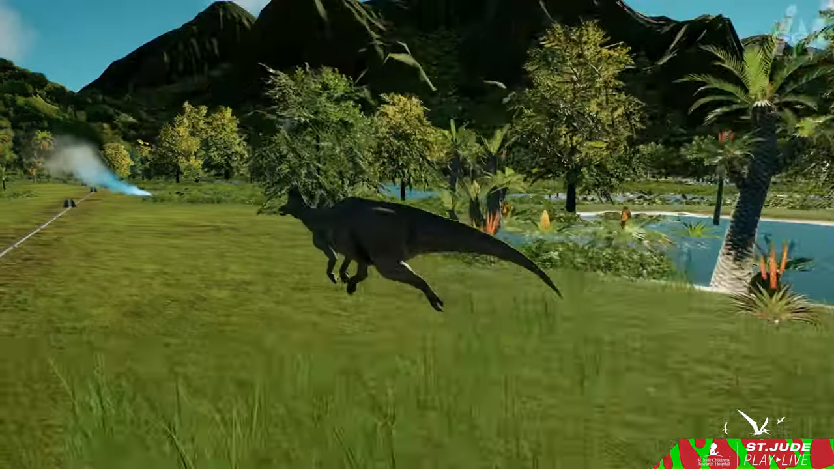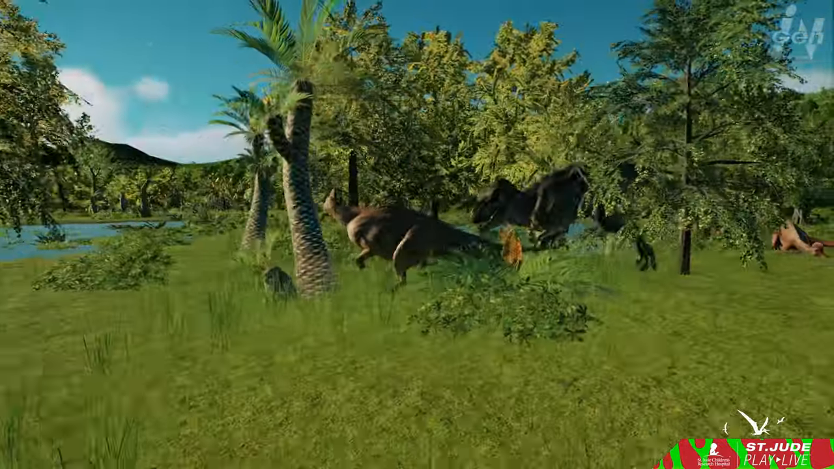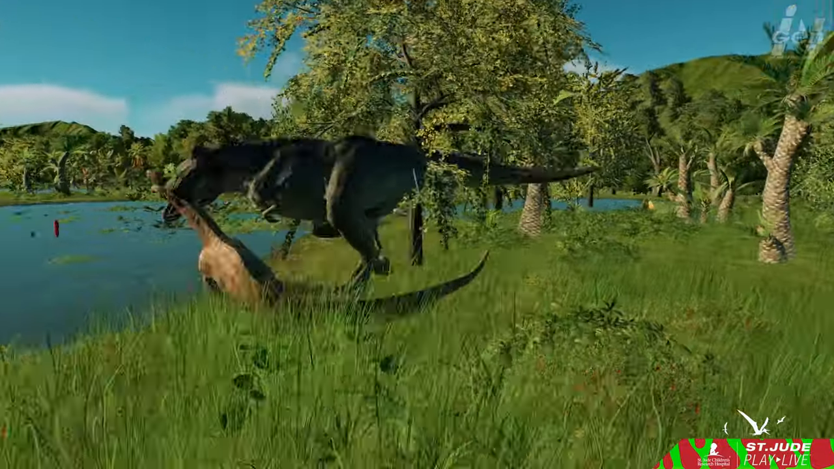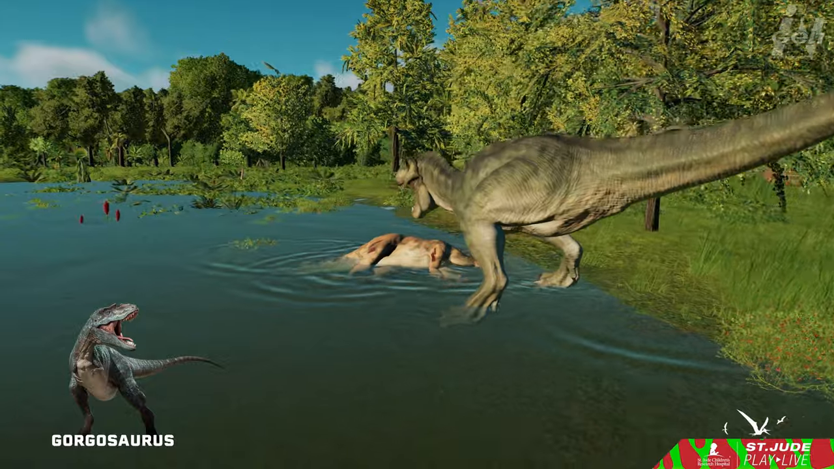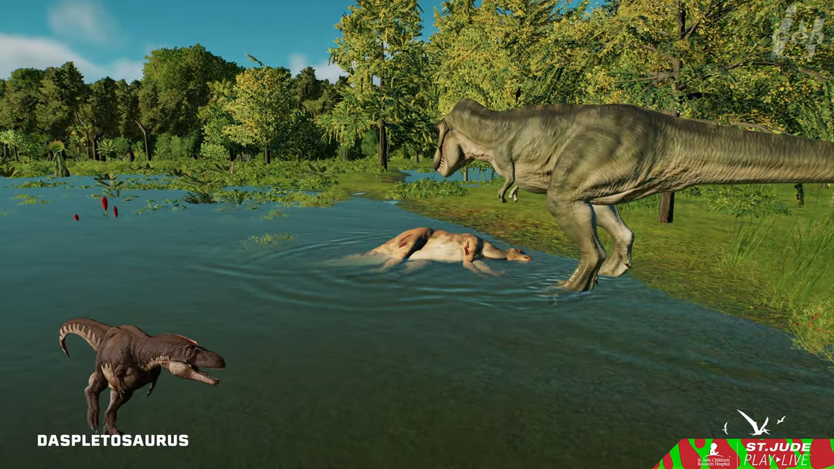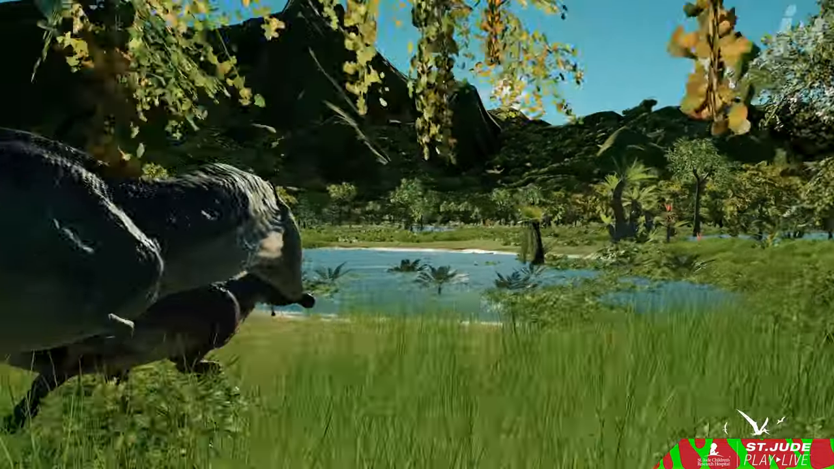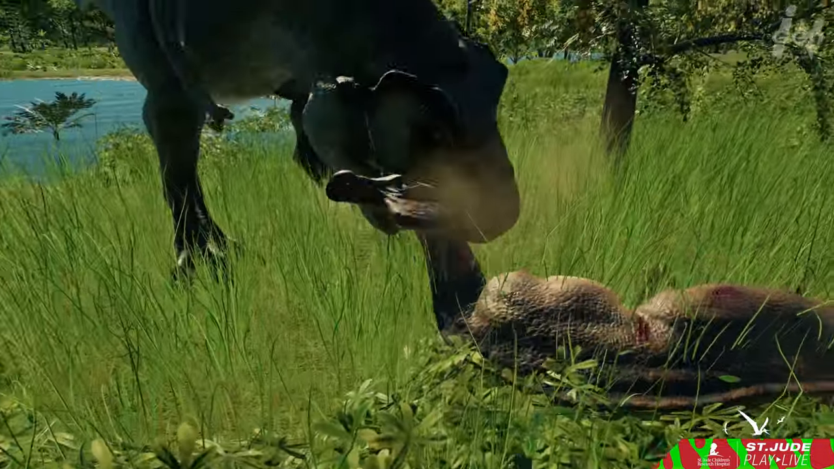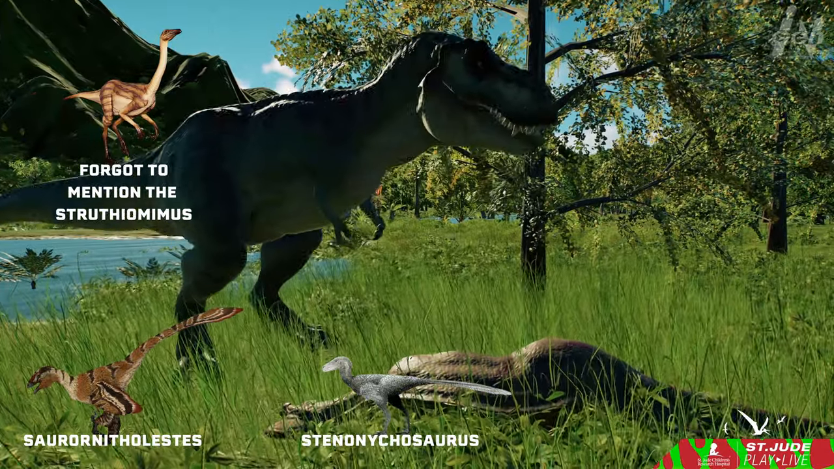The only large predators known from the same levels of the formation as Corythosaurus are the tyrannosaurids like the 30-foot-long Gorgosaurus and its similarly sized cousin the Daspletosaurus, which is widely accepted as the direct ancestor to Tyrannosaurus rex. Smaller predators include the 6-foot-long Saurornitholestes and the very slim and nimble Stenonychosaurus.